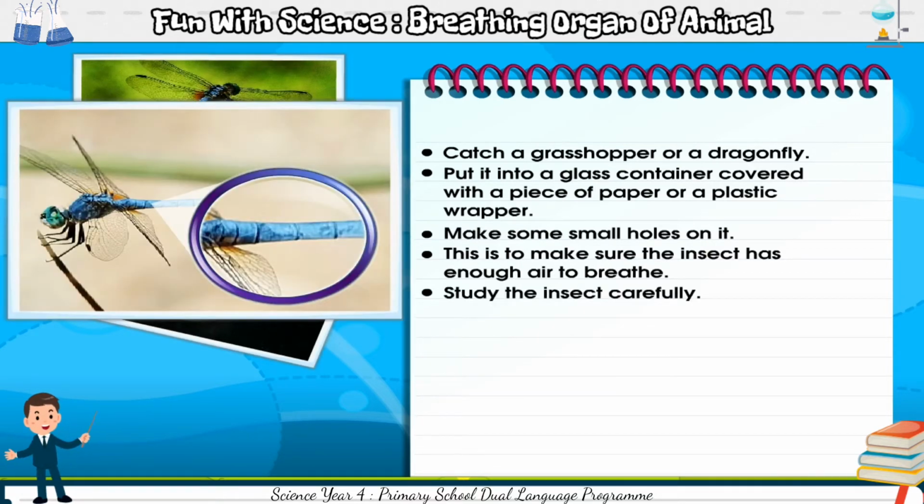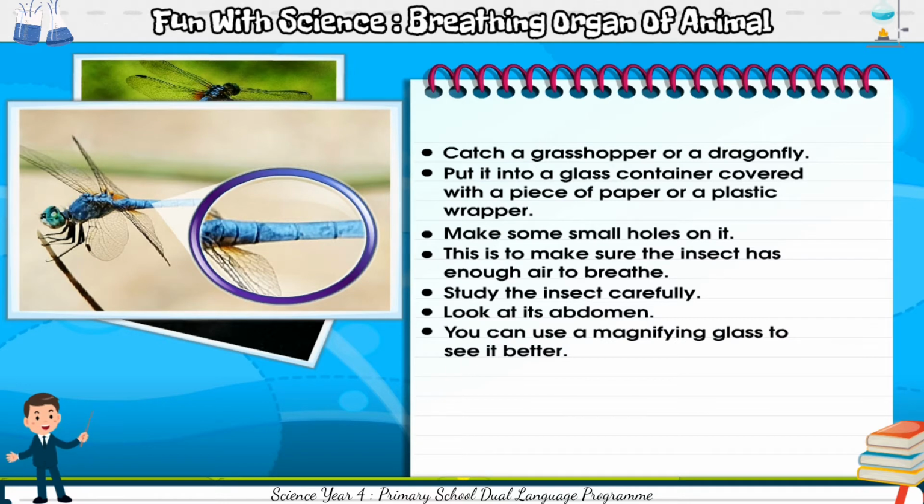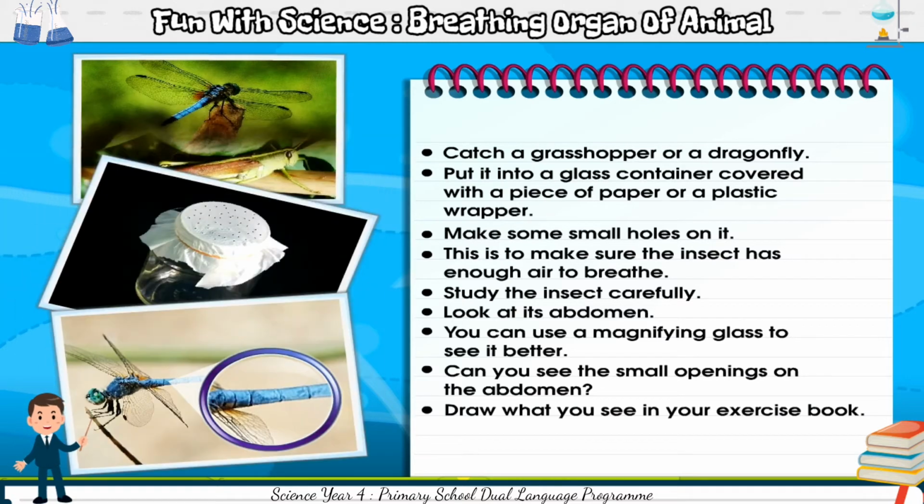Study the insect carefully. Look at its abdomen. You can use a magnifying glass to see it better. Can you see the small openings on the abdomen? Draw what you see in your exercise book. Release the insect after this activity.